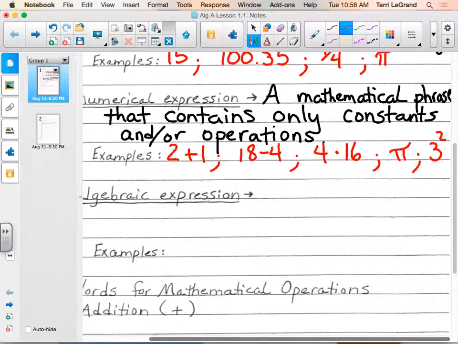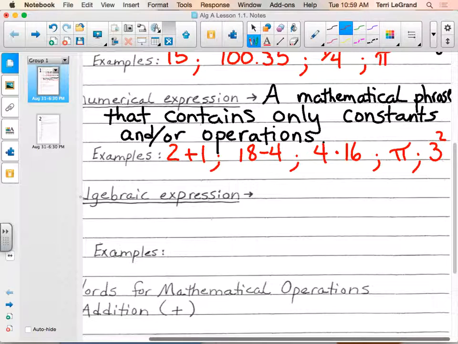In fact, there's a hidden operation in 3 squared. What is the hidden operation in 3 squared? Square root? No. Remember, there's only 4 operations. What does 3 squared mean? Multiplication. Multiplication means take 3 times itself. So 3 times 3 is what it really means. That's just a shortcut way of writing 3 times 3, something times itself.